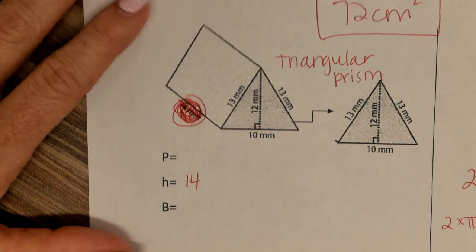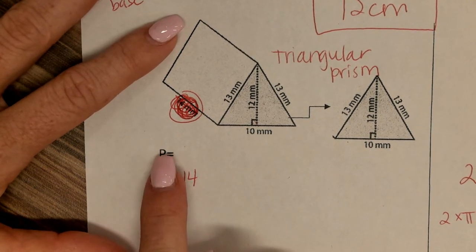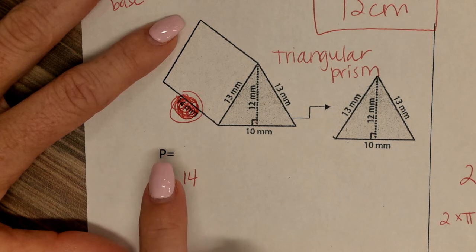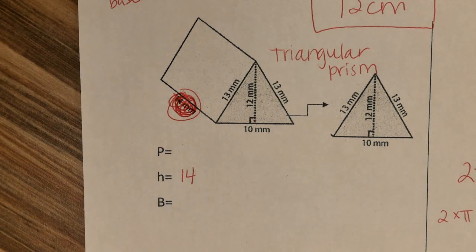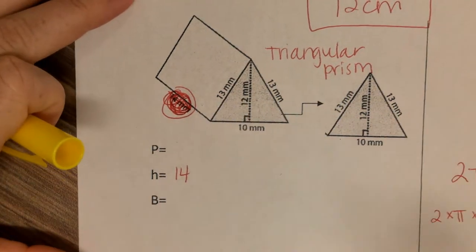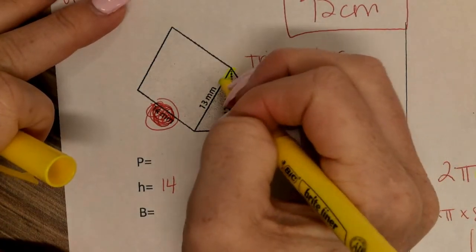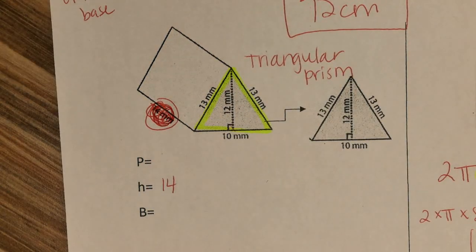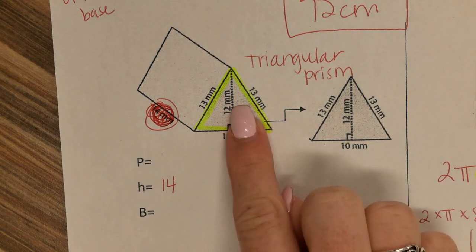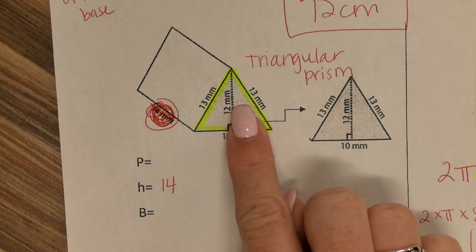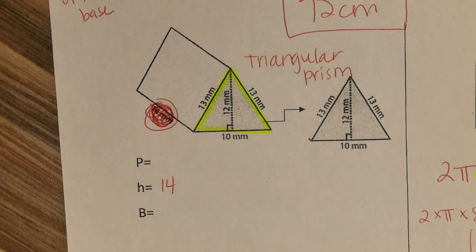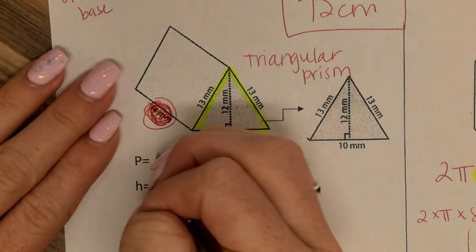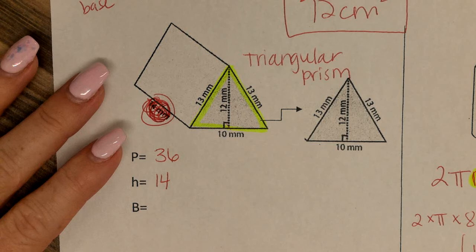Now we go back to second grade and we find the perimeter of the base. Well, the base is a triangle. How many sides am I going to add? I can only add 3, but they gave me 4 numbers. What 3 sides make this triangle? 13. So this 12, y'all agree it's not part of the perimeter, right? So I'm going to do 13 plus 13, which is 26, plus 10, which is 36.